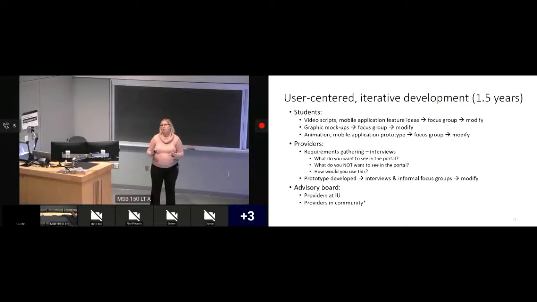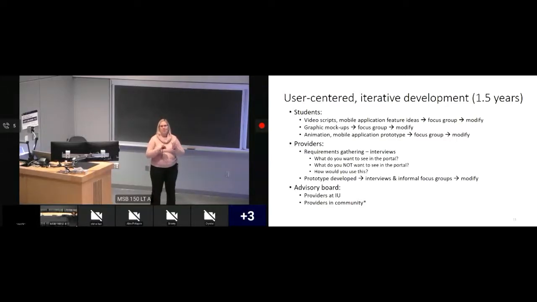On top of all of this, we had an advisory board that we would meet with every month, and the advisory board was composed of both providers at Indiana University and providers in the community. The reason we included providers in the community is that Indiana University doesn't actually provide all of the possible treatments. And again, to me, it was really important that students learn, especially about things like medications for opioid use disorder and alcohol use disorder, which are underused and stigmatized, but those aren't available at Indiana.